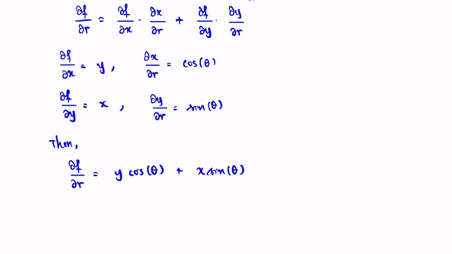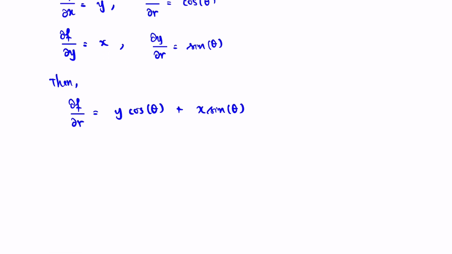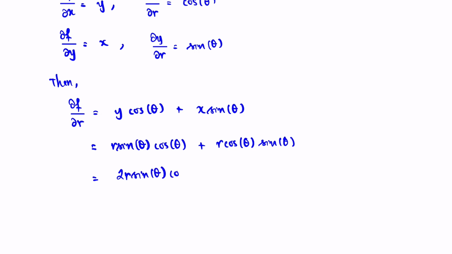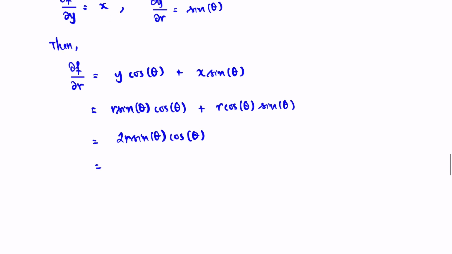And for the final result, I'm going to replace x by r times cosine of theta and y by r sine of theta. And you get r times sine of theta times cosine of theta plus r times cosine of theta times sine of theta. These two terms are like terms, so you have 2r sine of theta times cosine of theta. If you want to simplify the result even further, you can rewrite this as r times sine of 2 theta, given that 2 times sine theta cosine theta is equal to sine of 2 theta, which is a double angle formula.